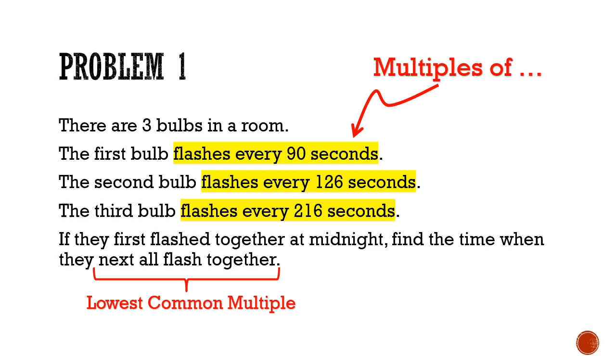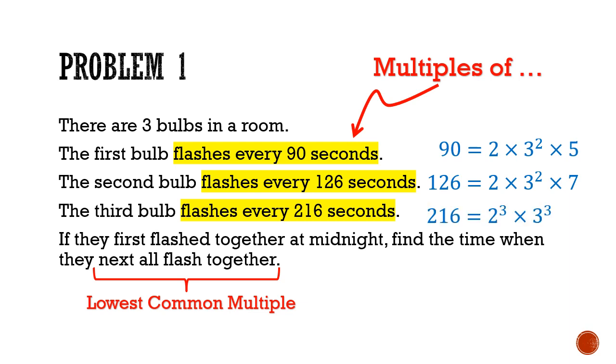So now we proceed to the 2 steps of finding LCM. First, we prime factorize the numbers. 90 is equal to 2 times 3 squared times 5. 126 is equal to 2 times 3 squared times 7. And 216 is equal to 2 cubed times 3 cubed.